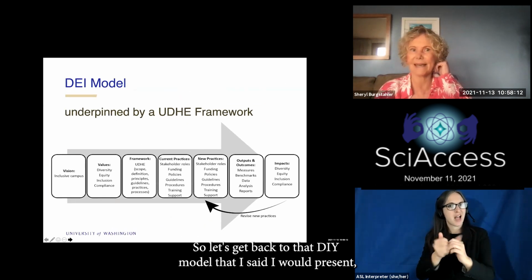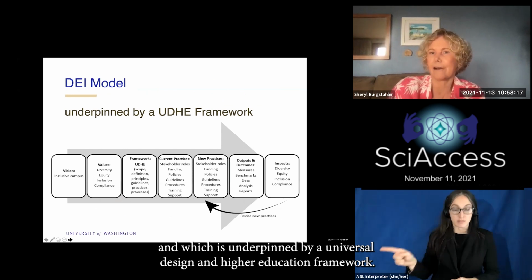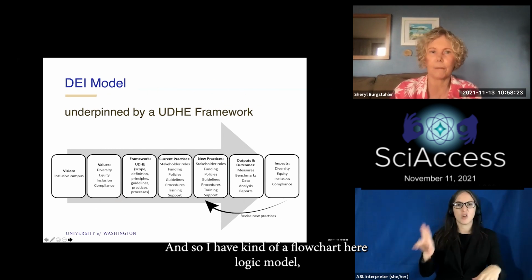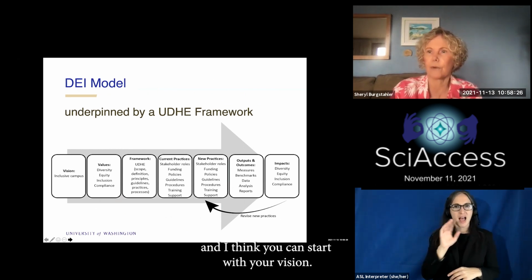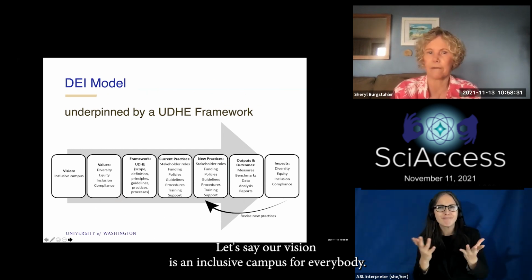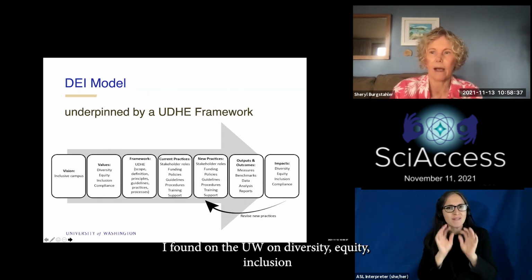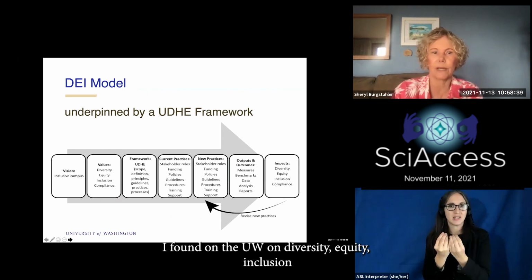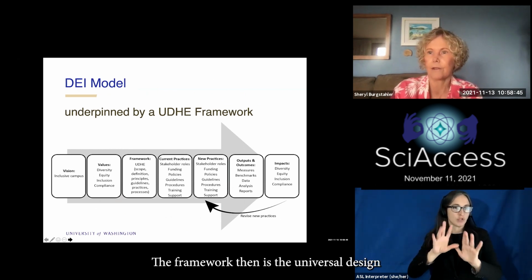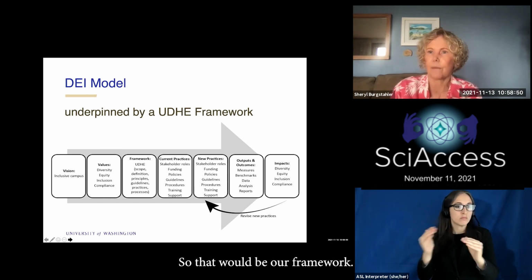So let's get back to that DEI model that I said I would present, which is underpinned by a universal design in higher education framework. So imagine a higher education institution. And so I have kind of a flow chart here, or logic model. And I think you can start with your vision. What is the vision? On our campus, let's say our vision is an inclusive campus for everybody. Then put in what your values are. You can find them on your website for your organization. I found on the UW one, diversity, equity, inclusion, and compliance are clear values of the University of Washington. The framework then is the Universal Design Higher Education Framework with the scope, et cetera. So that would be our framework.